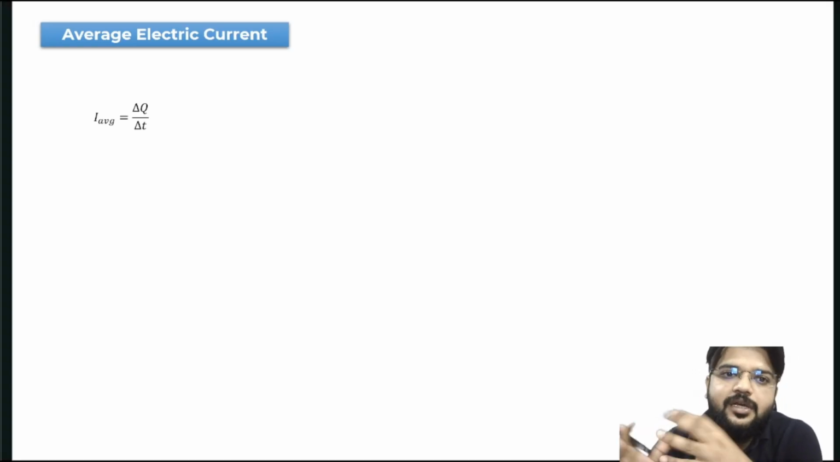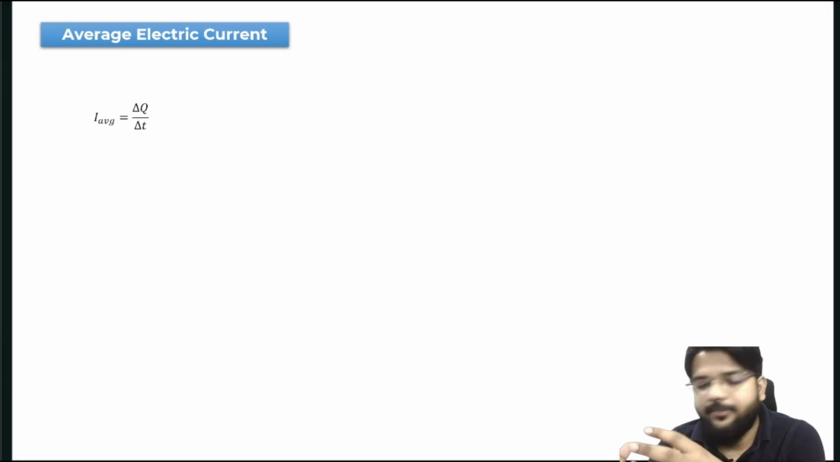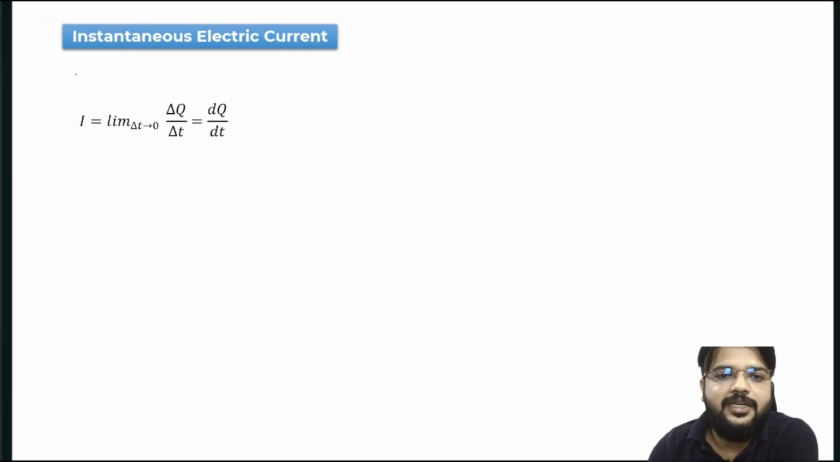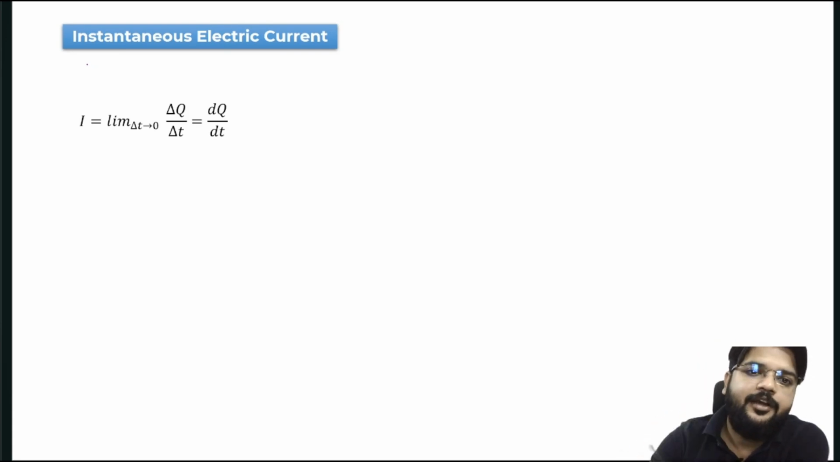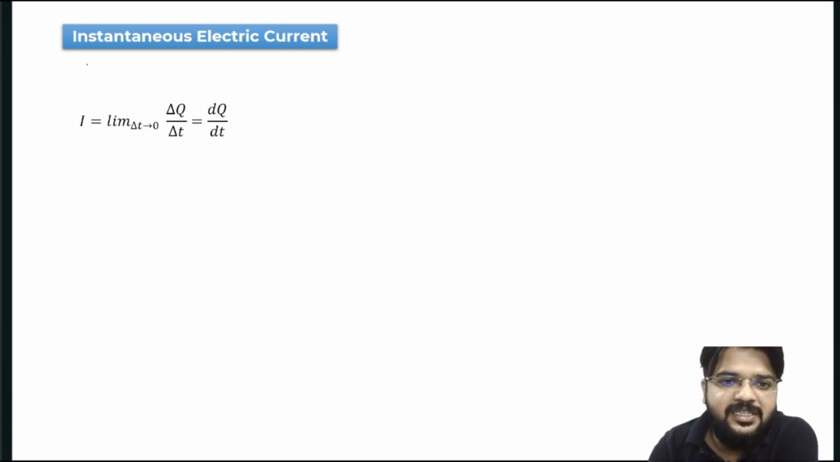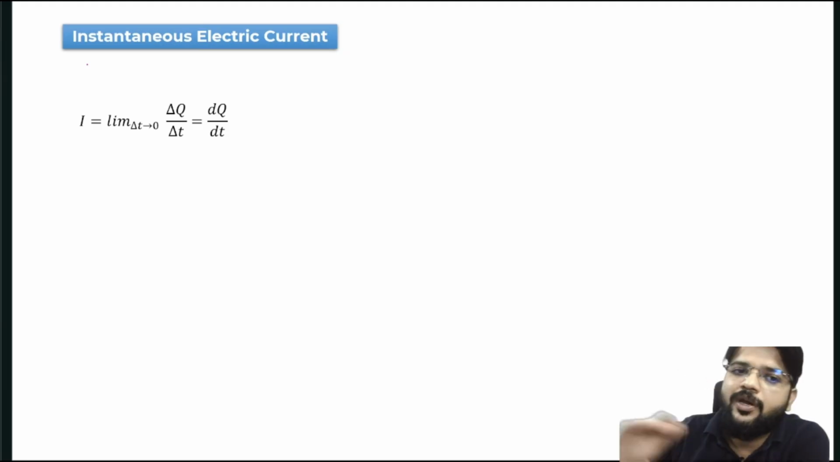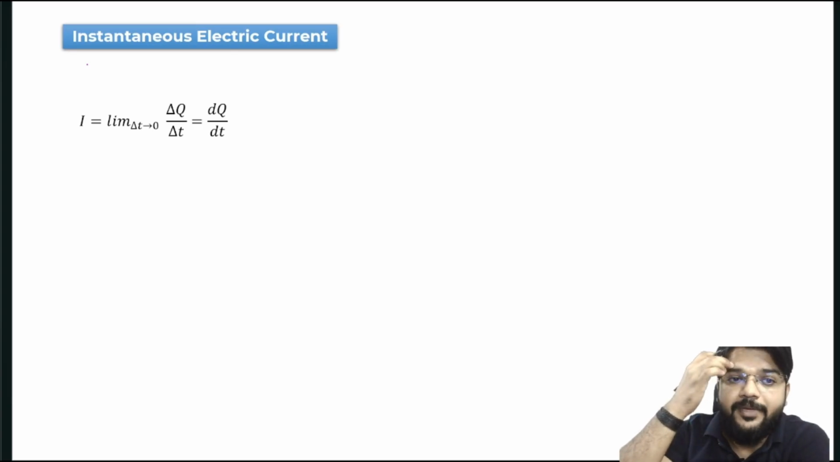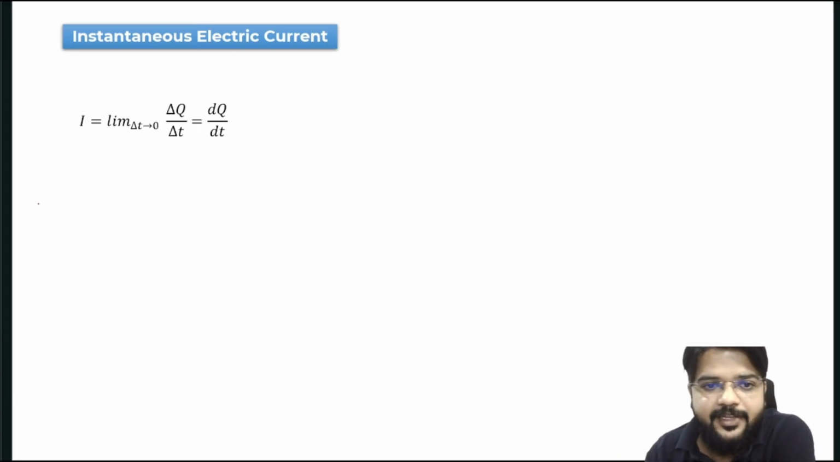Now next we will discuss average electric current and instantaneous electric current. In the average electric current, the interval of time is very large. But in the instantaneous electric current, the interval of time is very, very small, infinitesimally small. We already know this from the kinematics chapter. So the basic difference between the average and instantaneous is that in the average, the interval of time is very large, but in the instantaneous, it is very, very small.